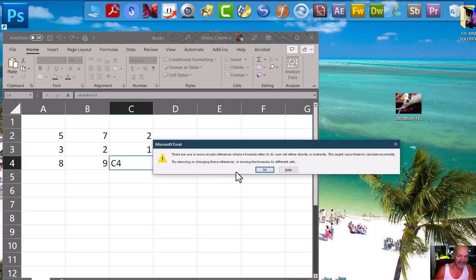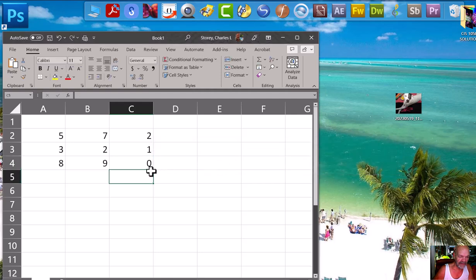A circular reference means I cannot include the cell that I'm in. So you cannot include the cell that you are in. If you get a circular reference warning, it means that you're trying to include the cell that you're in. You can never include a cell that you're currently in as part of a calculation. You can never do that.